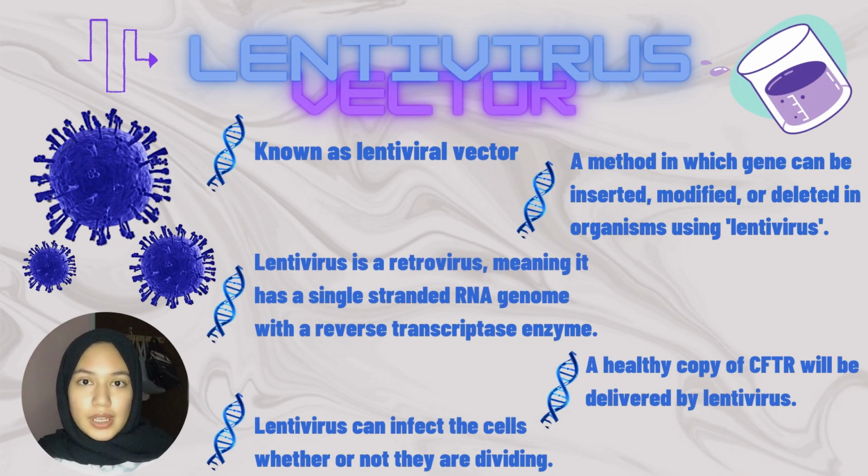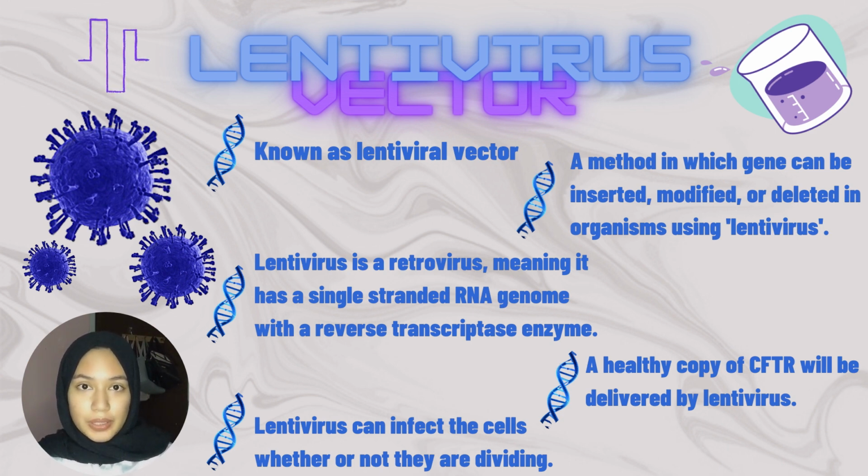Gene therapy utilizes the delivery of DNA into cells, which can be accomplished by several methods known as recombinant virus, the viral vectors, and DNA complexes, the non-viral vectors. In gene therapy of cystic fibrosis, the viral vectors method is used to treat the disease. The vector used in this therapy is known as the lentiviral vector.